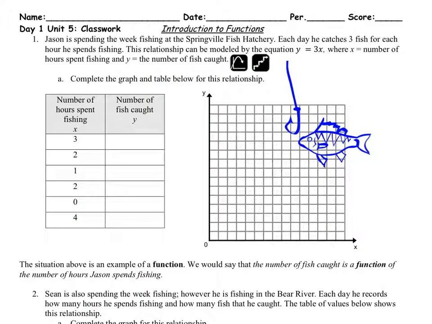So to start off, we got Jason is spending the week fishing at the Springville Fish Hatchery. That seems kind of cheap. It's a hatchery, so they're just right there, aren't they?